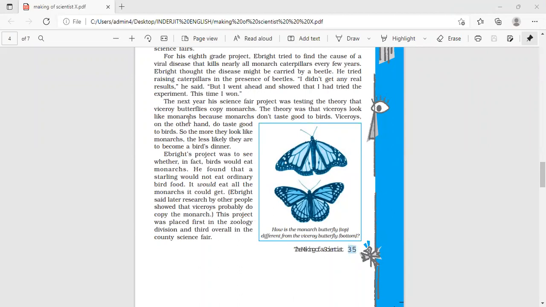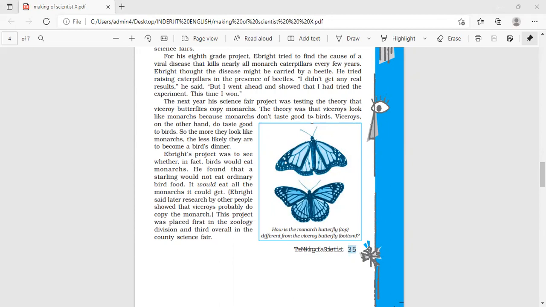viceroys look like monarchs, because monarchs don't taste good to birds. So the monarch butterfly is not very tasty, right? That's why birds maybe don't eat it. And they prefer the viceroy butterfly. Please remember this, all these facts you will have to learn. This chapter is like that only. Viceroys, on the other hand, do taste good to birds. So the more they look like monarchs, the less likely they are to become a bird's dinner.